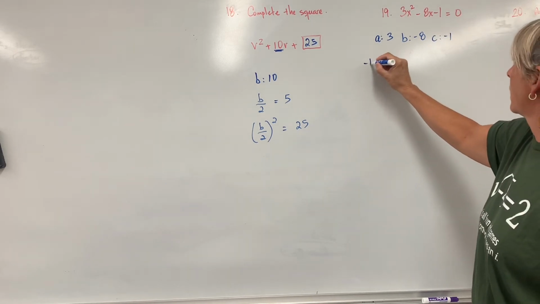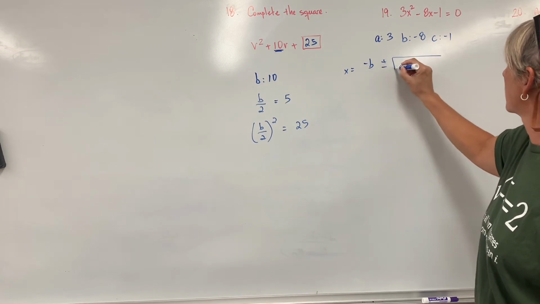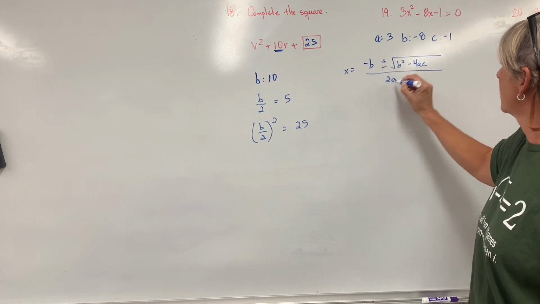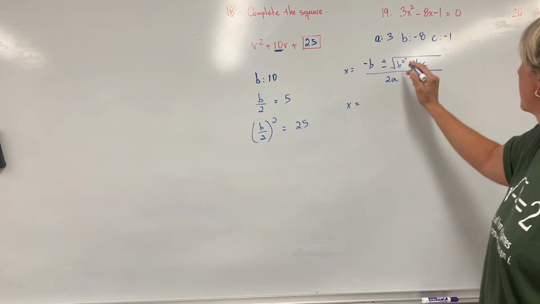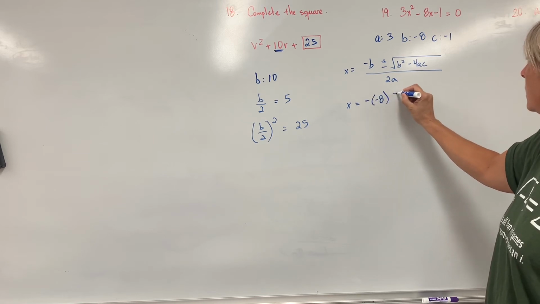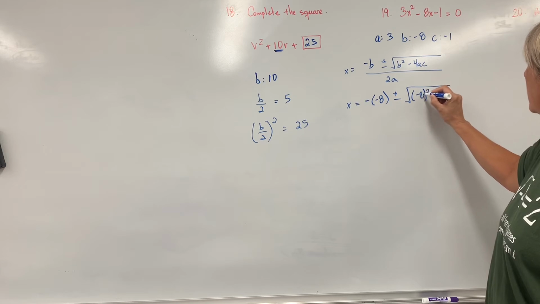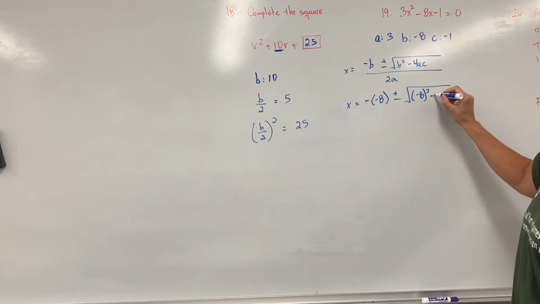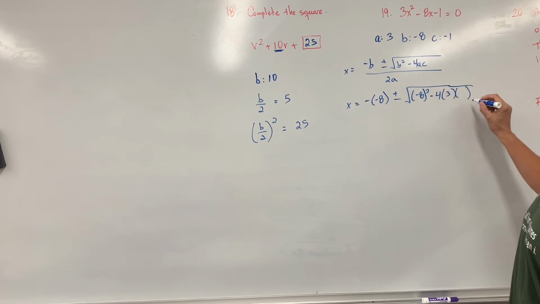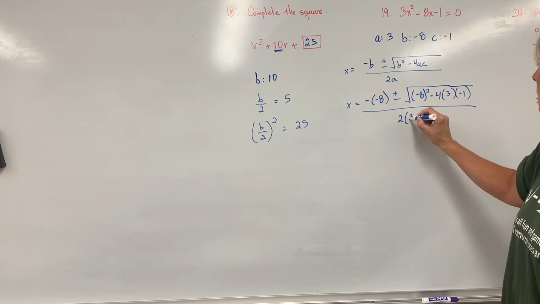So remember the quadratic formula, x equals negative b plus or minus the square root of b squared minus 4ac all over 2a. So negative b would be a negative 8, which will be a positive 8. This is negative 8 squared minus 4 times a is 3, c is negative 1, all over 2 times 3.